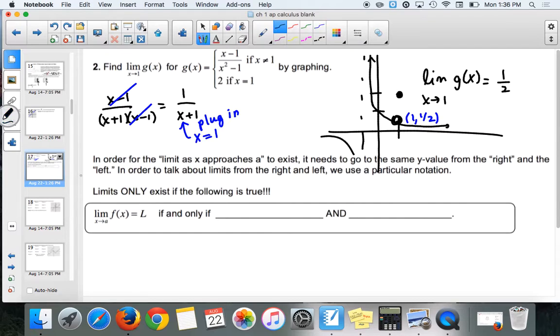If we talk about the left, we write the limit as x goes to a, with a little superscript negative. We need for that to equal a certain L value. And we need the limit as x goes to a from the right, with a superscript plus, of f of x to equal L as well. If the limit from the left and the limit from the right are both equal to 6, then you can say the limit as x goes to that a value in general is 6 as well.